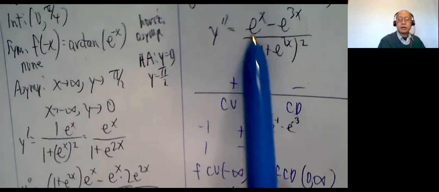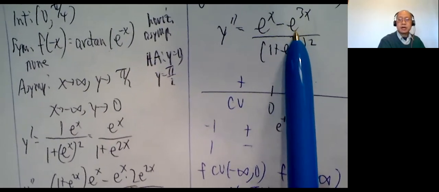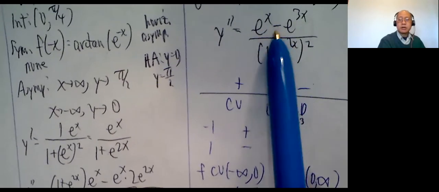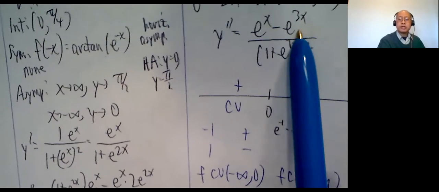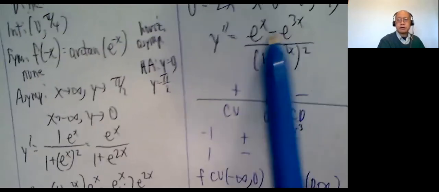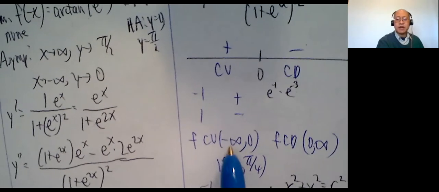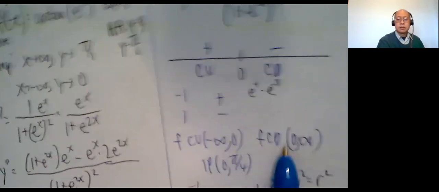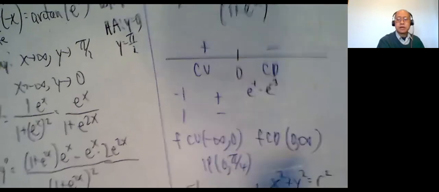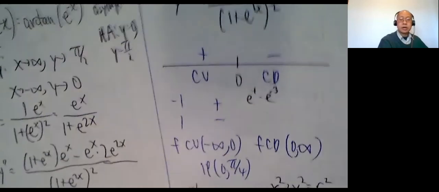Then if I plug in 1, again, the denominator is already positive. I have e to the 1 minus e cubed. 2.7 minus 2.7 cubed. 2.7 times 2.7 times 2.7, that's like 20 something. So this is bigger. So if I subtract, it's going to be negative. So here we go. f is concave up from -infinity to 0. Concave down from 0 to infinity. And 0, pi over 4 is indeed an inflection point. And I'm ready for the entire graph.